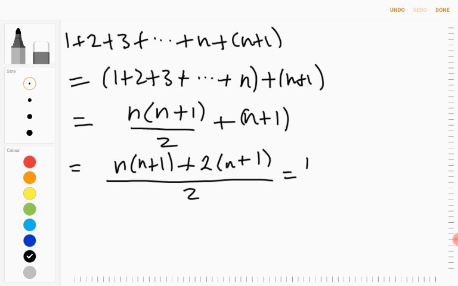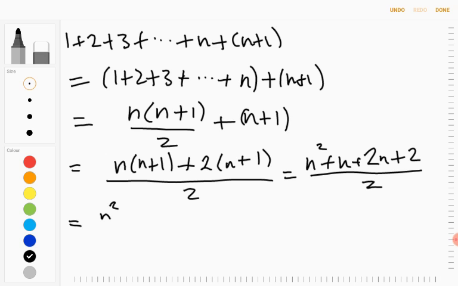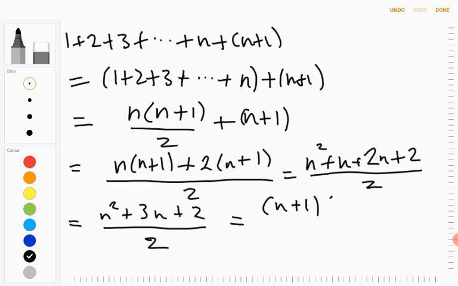So we assume that we know that this sum is equal to this, which is equal to n squared plus n plus 2n plus 2 over 2. And we get that n squared plus 3n plus 2 over 2, we get this formula, and we can actually factor this into n plus 1 times n plus 2 over 2.